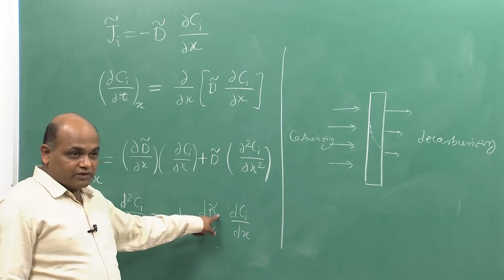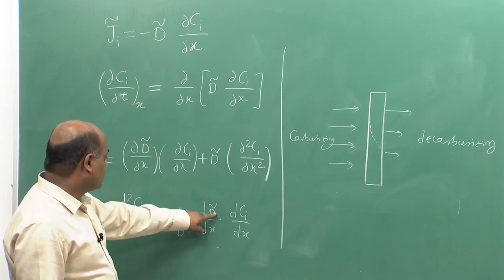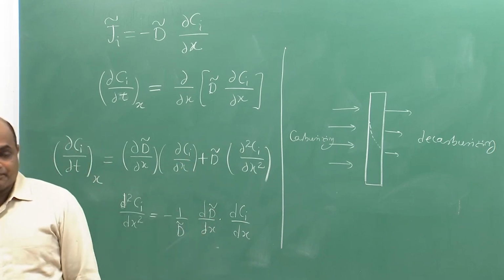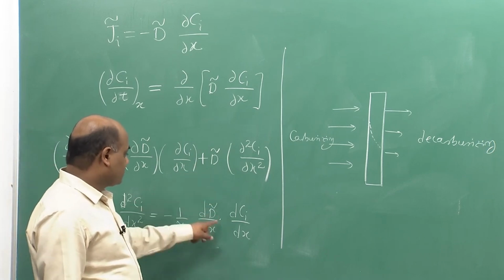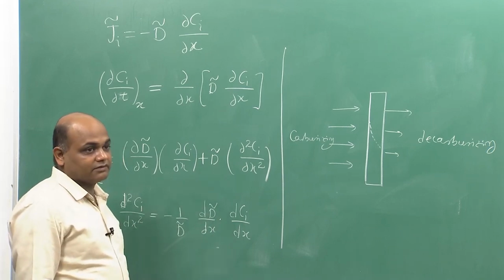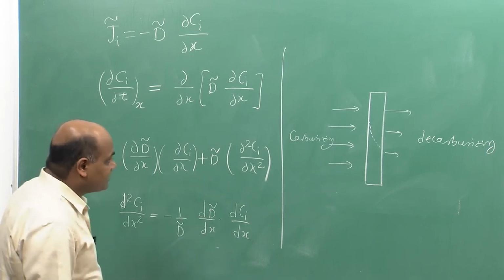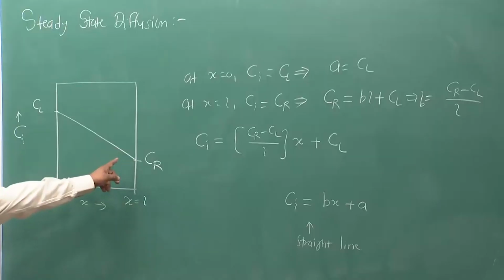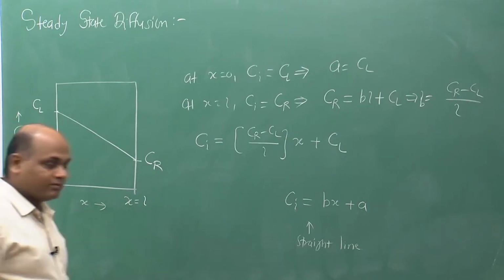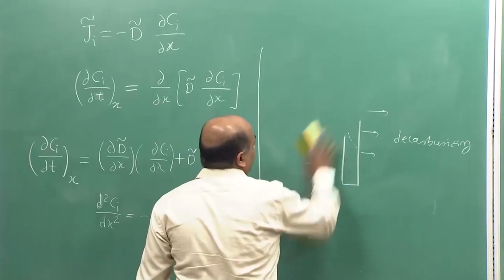So, now we need to know d tilde as a function of x, or in other words we need to know d tilde as a function of Ci. So, if d tilde varies with composition, we need to know how d tilde is varying with composition, otherwise we cannot solve this equation. Now, we can qualitatively see how the profile will look. Will it be a straight line? Obviously not. So, how will this look?